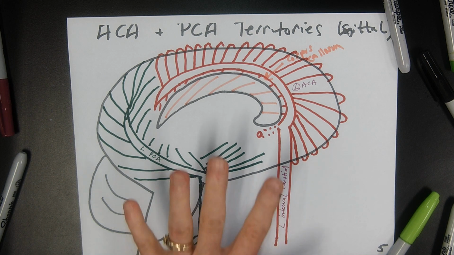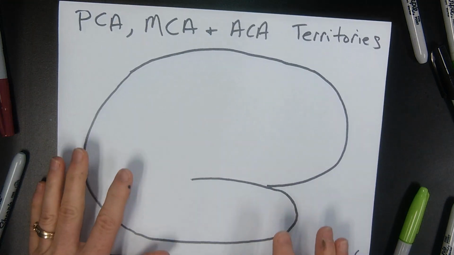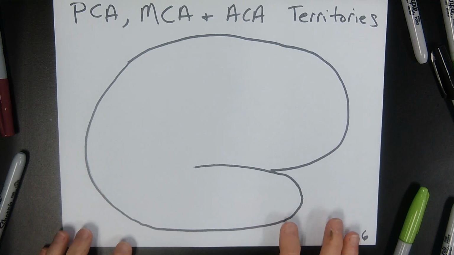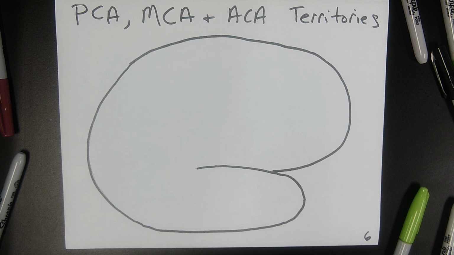Okay, now looking at this is the medial surface, the middle surface, the inside surface. Let's go ahead and look at the outer surface. So this is going to be the lateral surface of the brain. Here you're going to see PCA, MCA, and ACA territories all coming together. Let's start out. So what you're looking at here, this would be the right side. Okay, so you're looking at the outside of the right side of my brain. There's a standard boxing glove, and let's go ahead and start labeling some of these things.